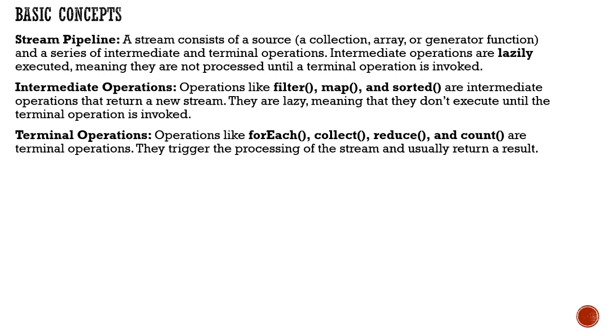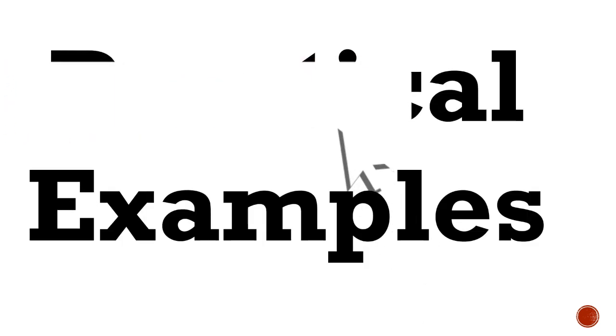That's the benefit. Terminal operations are things like forEach, collect, reduce, and count, where you are ultimately trying to come to a conclusion or get an end result. A terminal operation triggers the processing of the stream and gives you a result. This is where the actual operation happens: even if you write multiple intermediate operations, nothing happens until you call the terminal operation. Now let's jump into the practical things.